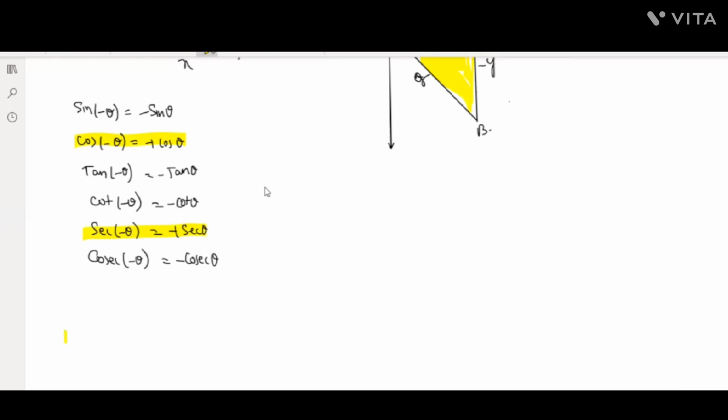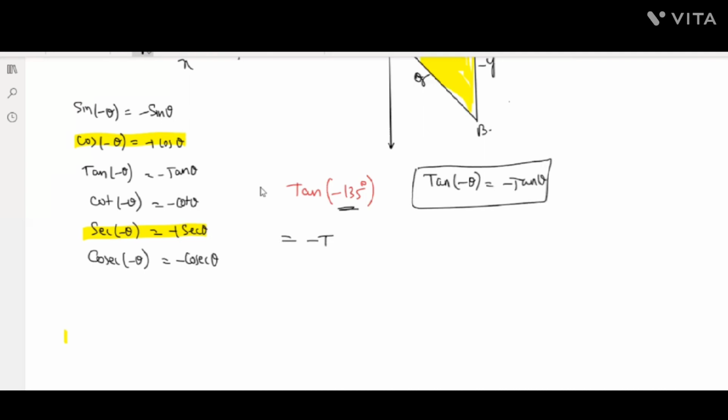Let's see one small problem based on this: tan of minus 135 degrees. How can we solve it? First of all, we have to remove this minus. We know that tan of minus theta will be minus tan theta, so according to this I'll write it as minus tan 135 degrees.